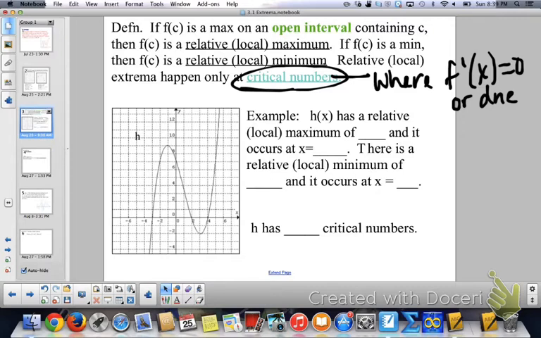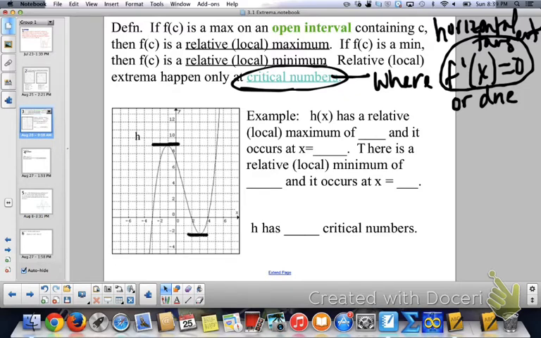So, what happens when f prime of x equals 0? This we know from the last chapter. When f prime of x equals 0, we have a horizontal tangent line. So, on this graph right here, we have horizontal tangents right here and right here. Those are critical numbers, places where f prime of x equals 0. It could be a relative or local extrema.